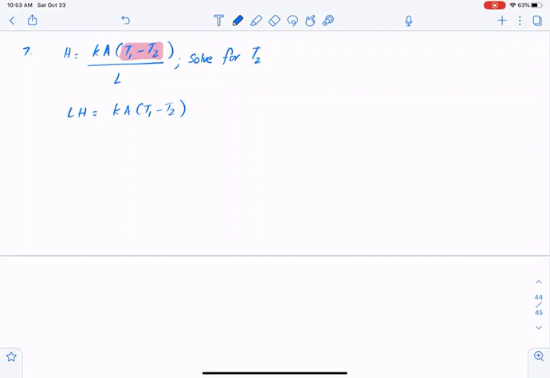The next step, I'm going to divide by KA on both sides. That would simply leave me with T1 minus T2. I want T2, so I'm going to move T1 to the other side. So LH over KA minus T1 would be equal to minus T2. We've solved for minus T2, but I want plus T2. So I multiply both sides by -1.